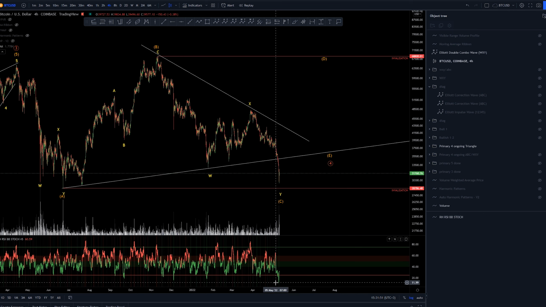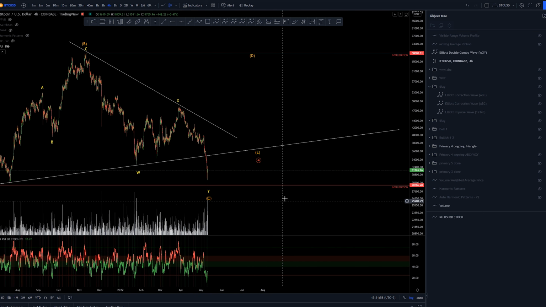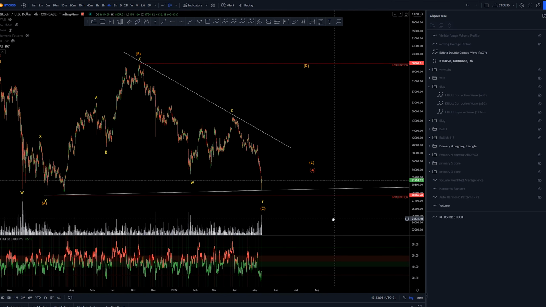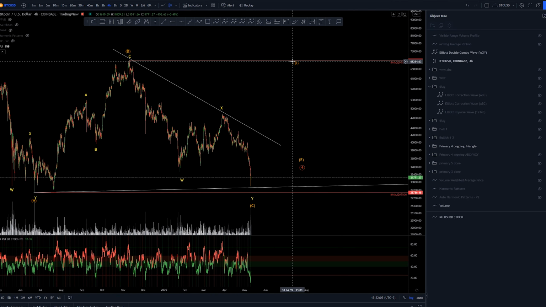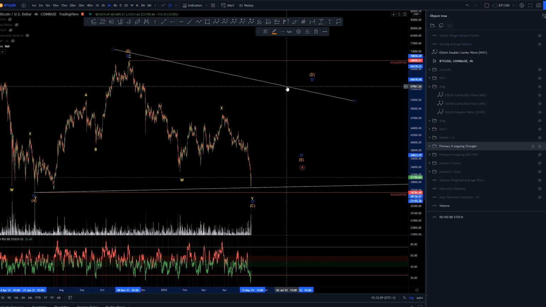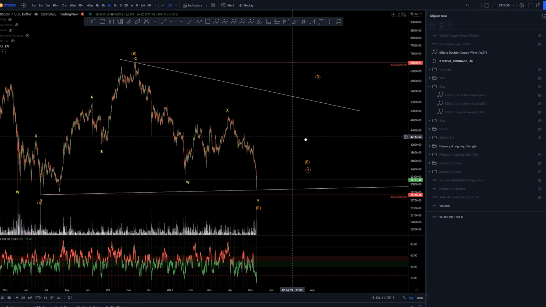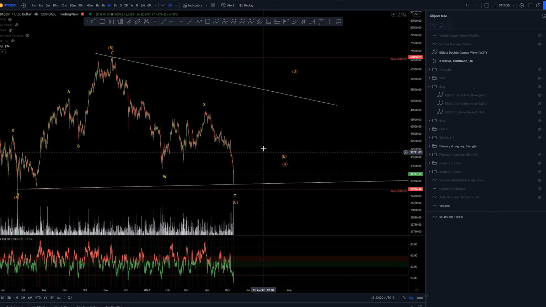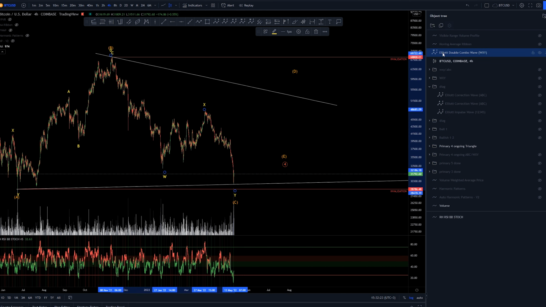Now again, we've made a new low here on 4-hour RSI, and this kind of invalidates the whole idea of triangle. I'm not going to remove this count completely yet, as this is still possible for this to be just the C wave though. So until this gets invalidated here at around 29 or 28k, 28.7k, I'm just going to keep this count still alive here.